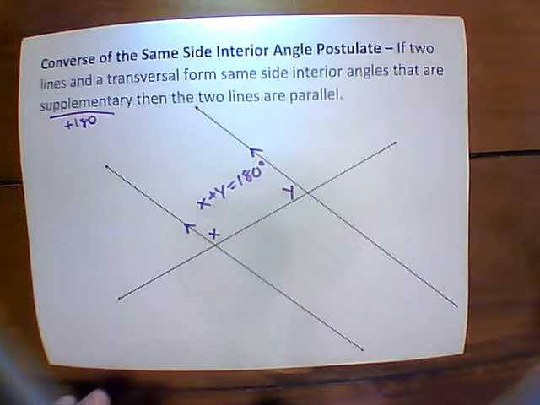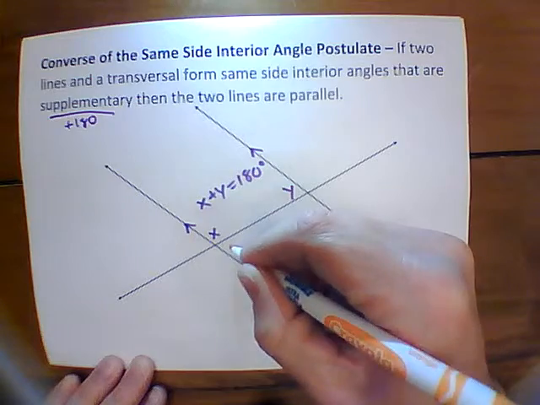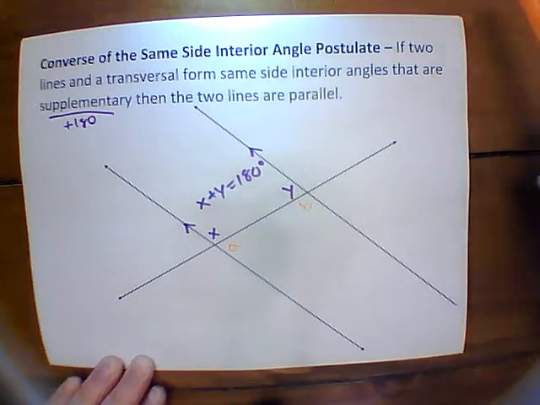Now there's another set of same side interior angles here. It's these ones down here. And let's say this one has a value of A, and this one has a value of B, and that marker has run out.